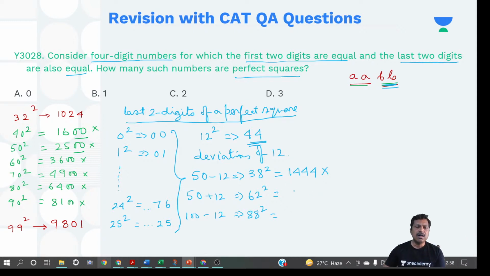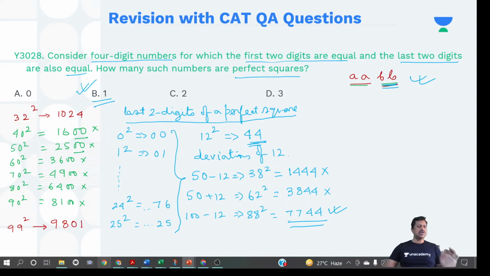This gives you 3844. So 3844 is also no, and this gives you 7744. So I have got only one value which satisfies this condition. So my answer will be option A.